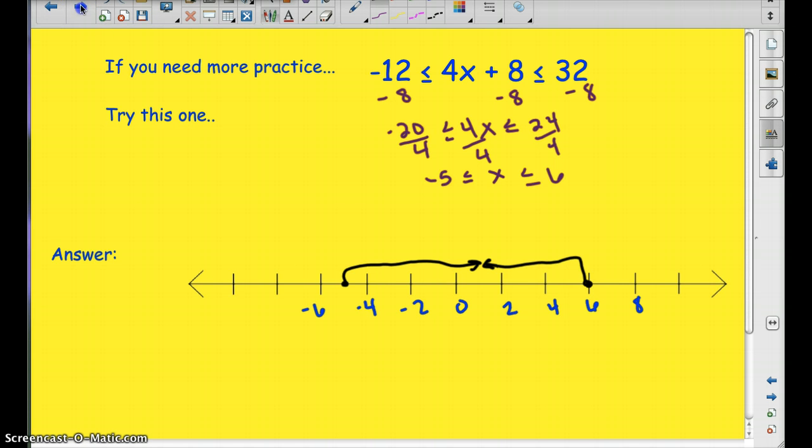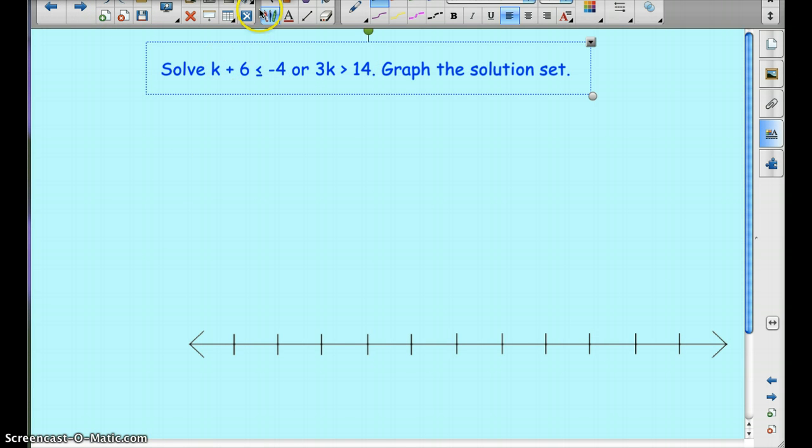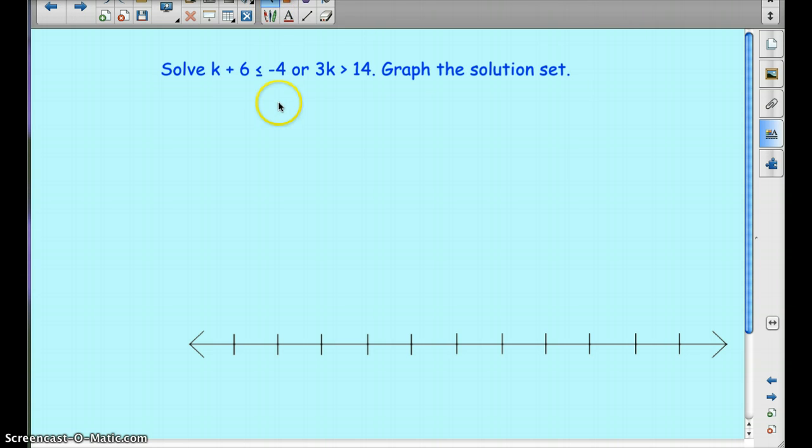Now what does "or" look like? So this one we are going to solve: k plus 6 is less than or equal to negative 4, or 3k is greater than 14. And we're going to graph the solution set once we solve it. With the ors, you're actually going to have the word "or". So we're going to solve both of them.